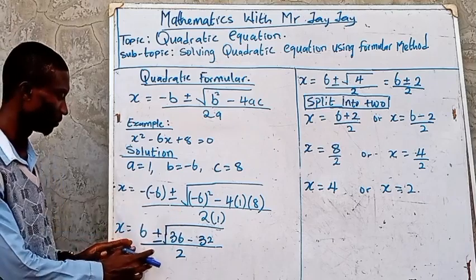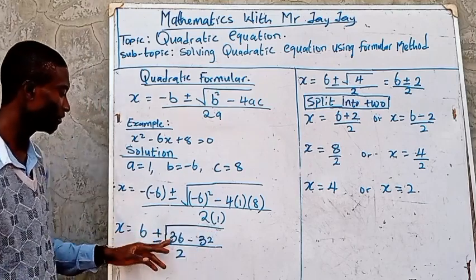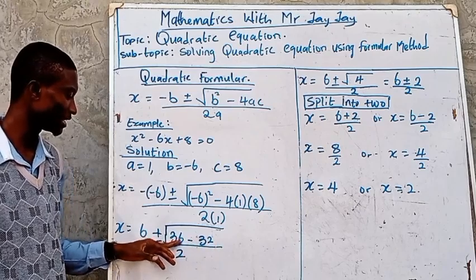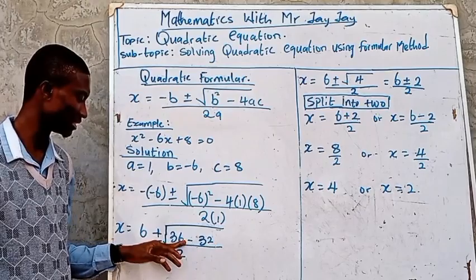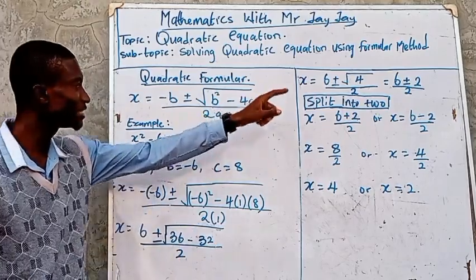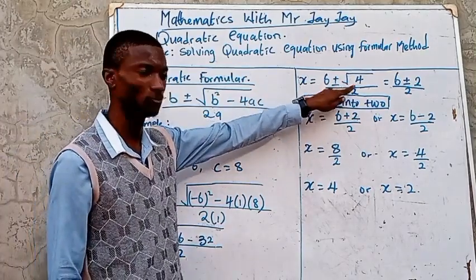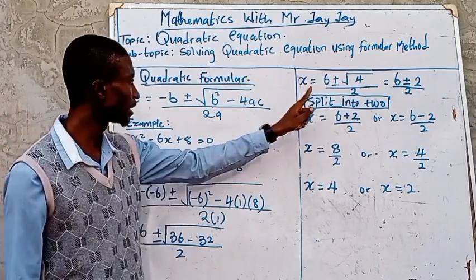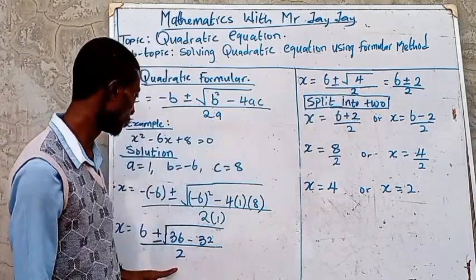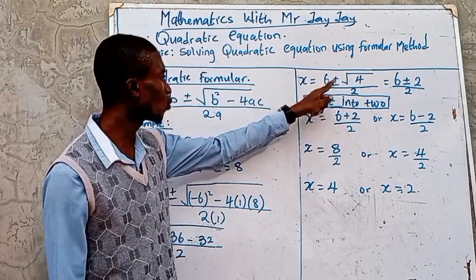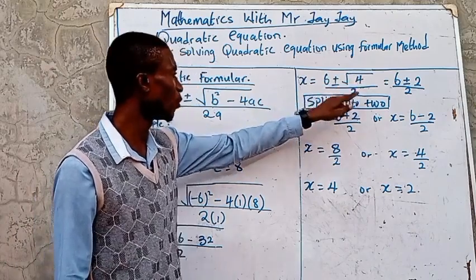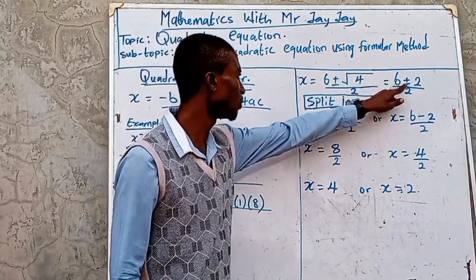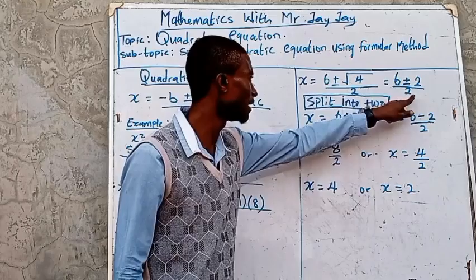Now let's deal with this. Inside the square root we have 36 minus 32, and when we subtract 32 from 36, we are going to have what? Inside the square root we are going to have 4, square root of 4. So our 6 is here from this place, and our 2 from the denominator is still there. Now when we take the square root of 4, we are going to have 2. So we have our x equal to 6 plus or minus 2 divided by 2.